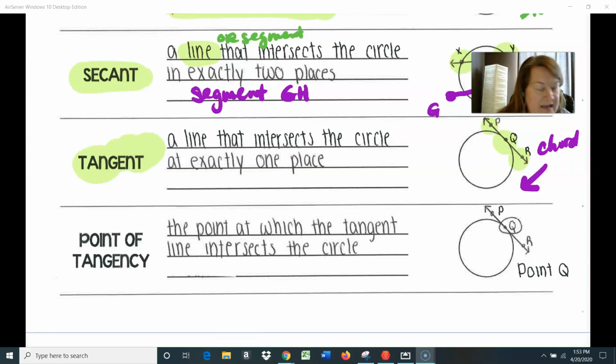Okay, so a tangent intersects only at one place only. It just barely touches the edge of the circle. Okay, and then that point where it touches the circle, it gets its own name. It's called the point of tangency. So it's got that word tangent in it and it's got a point on it, and that would be for just the letter Q, for where the tangent line or the tangent segment intersects the circle itself, where they have the circle in common. Okay.